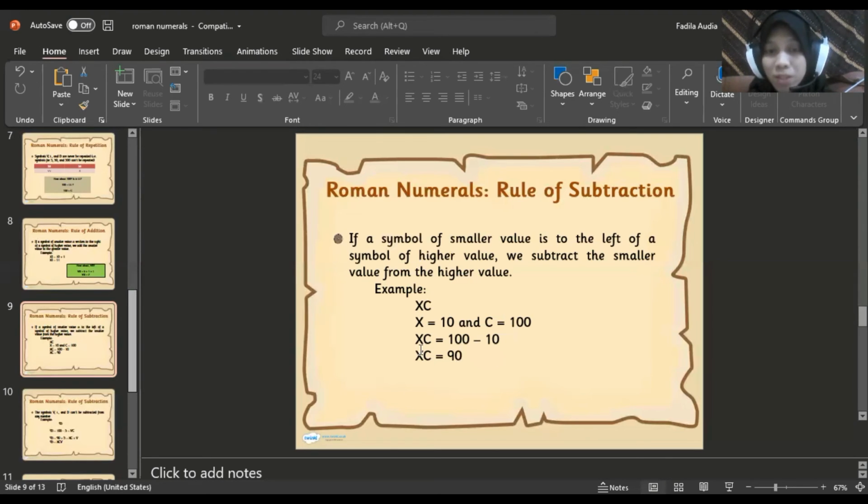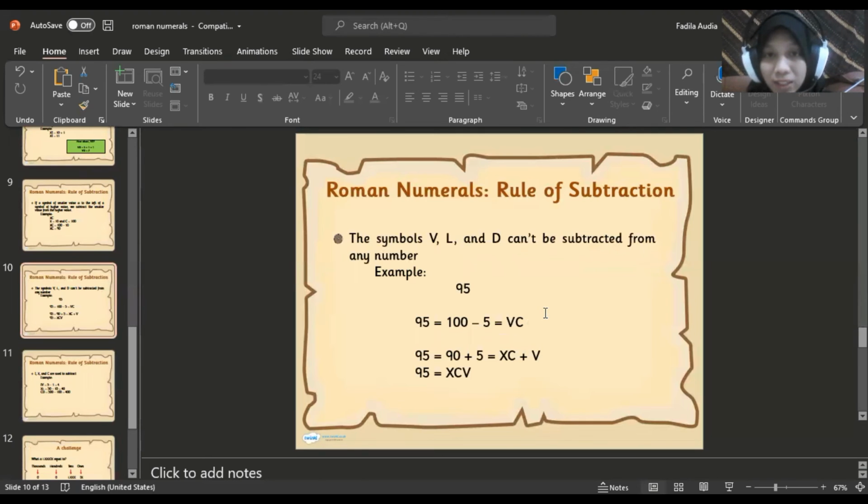Then we subtract X from C. So 10 is subtracted from 100. So XC is equal to 90.